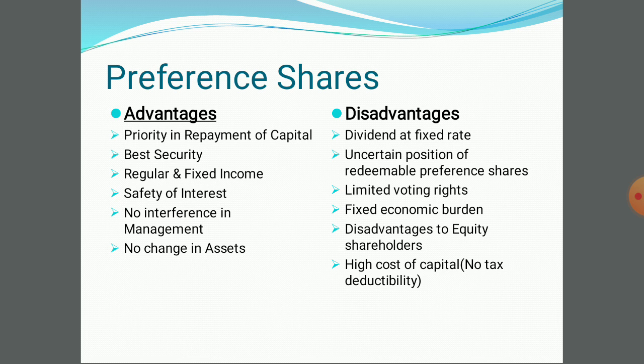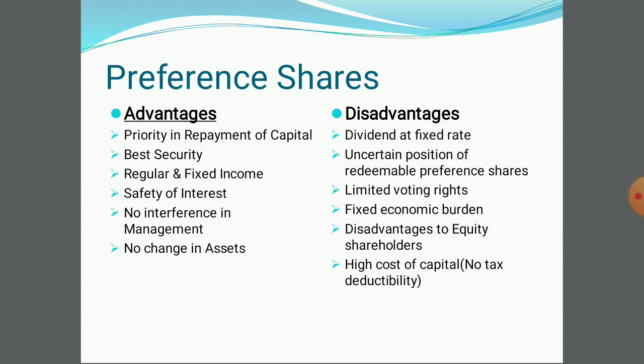In the previous slide we have seen that it is not mandatory for an organization to pay the dividend, but to maintain the goodwill in the organization or to maintain a good image in the market, the company has to give regular income to the preference shareholders, and that is an advantage to these people. They are going to get a regular and fixed income.